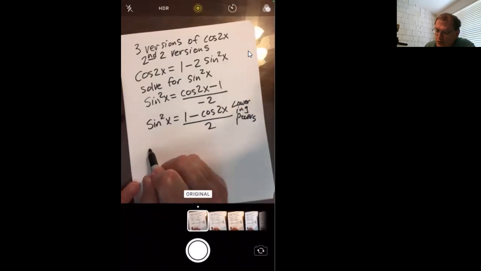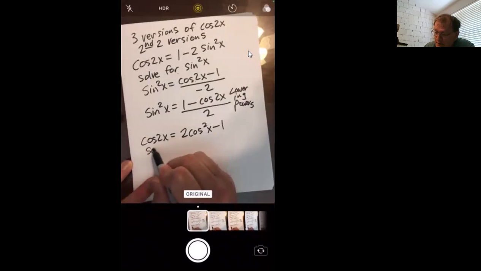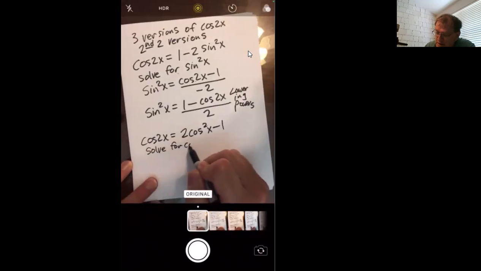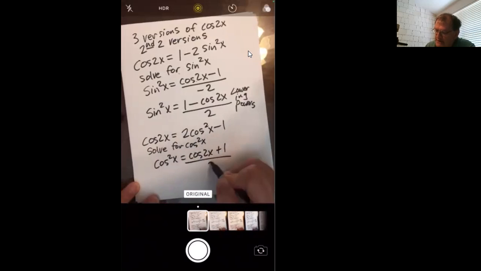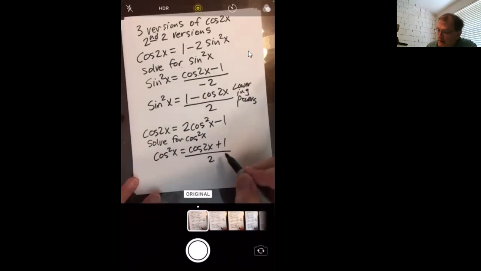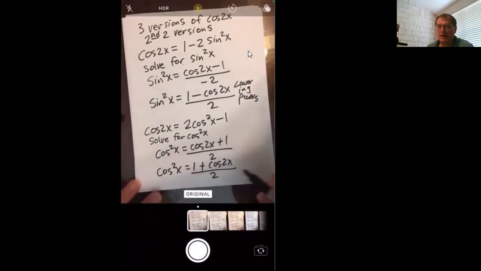All right, cosine of 2x was also twice cosine squared minus 1. Solve for cosine squared. Can you tell you're going to add 1 and divide by 2? You're going to go cosine of 2x, add 1 and divide by 2. For whatever reason, they like to write the 1 plus first. Cosine squared of x is then 1 plus cosine of 2x, divided by 2. So this is where they get these first two formulas.